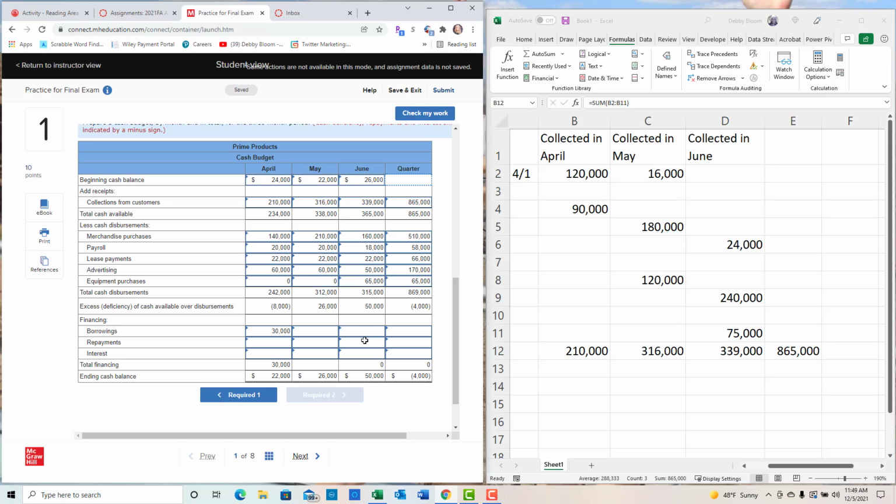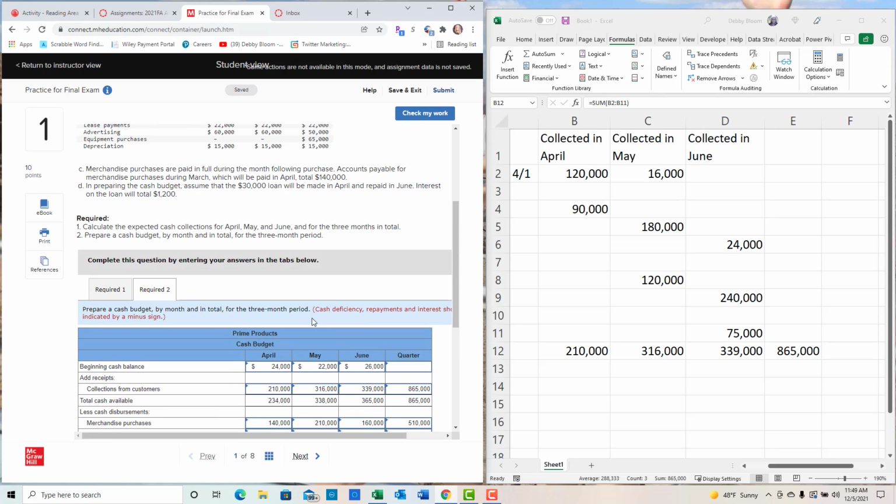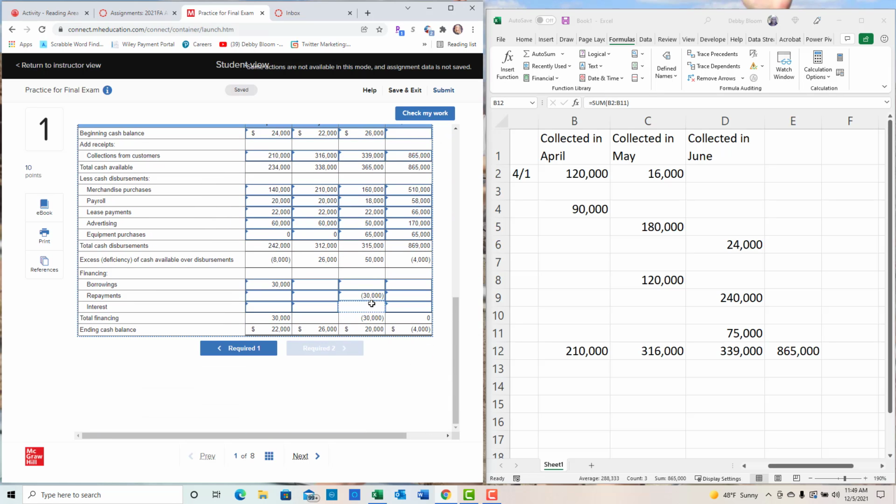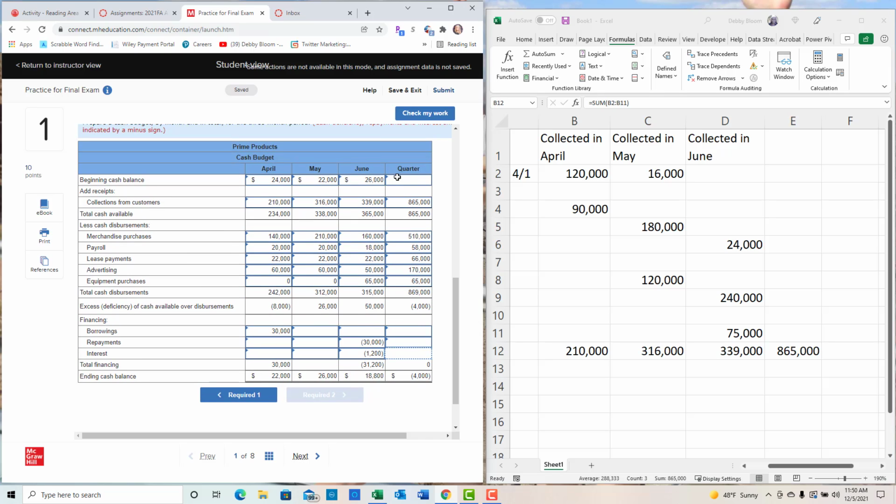And now we have to repay in June the $30,000. So we put in the $30,000 repayment. Oh, looks like that should go in as a negative number. And we put in that we're going to pay $1,200 in interest. So I'm going to put in a negative $1,200 in interest. And notice now we come up with $18,800 at the end of the quarter.